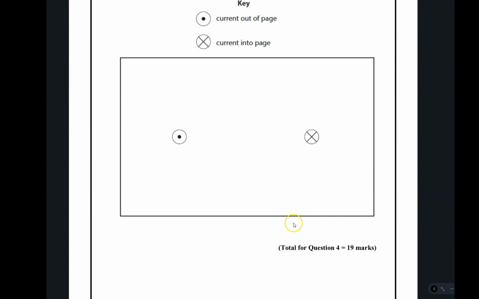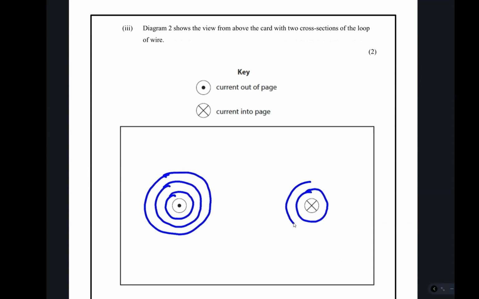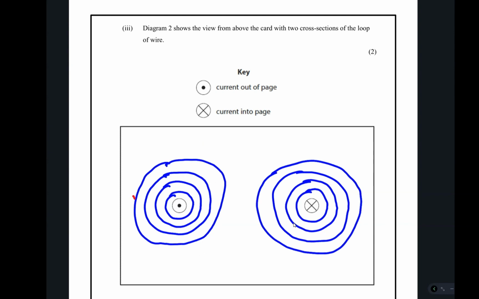The next part, you are supposed to draw the way the patterns are around here. That's what we're going to have. And then we're going to have the direction of the field, which you can determine using the right hand grip rule. Right hand grip rule is the rule that you use to determine the direction of the fields around this.